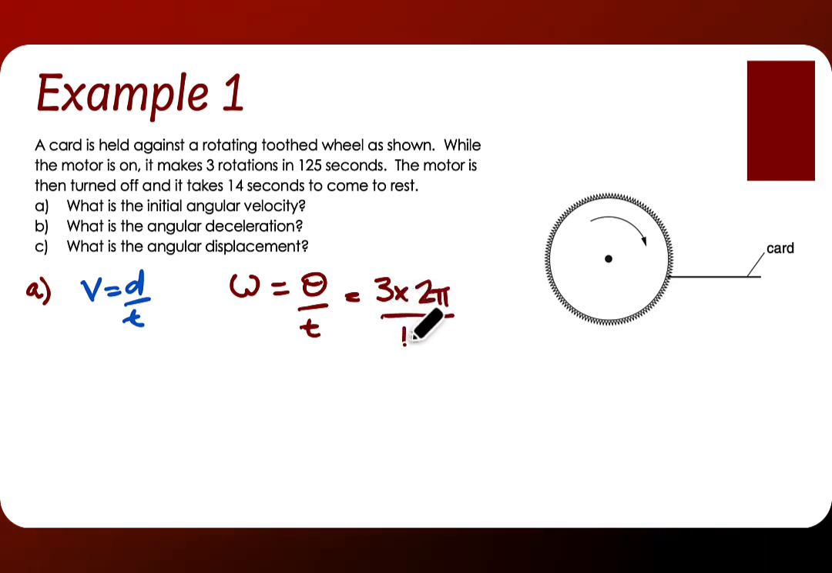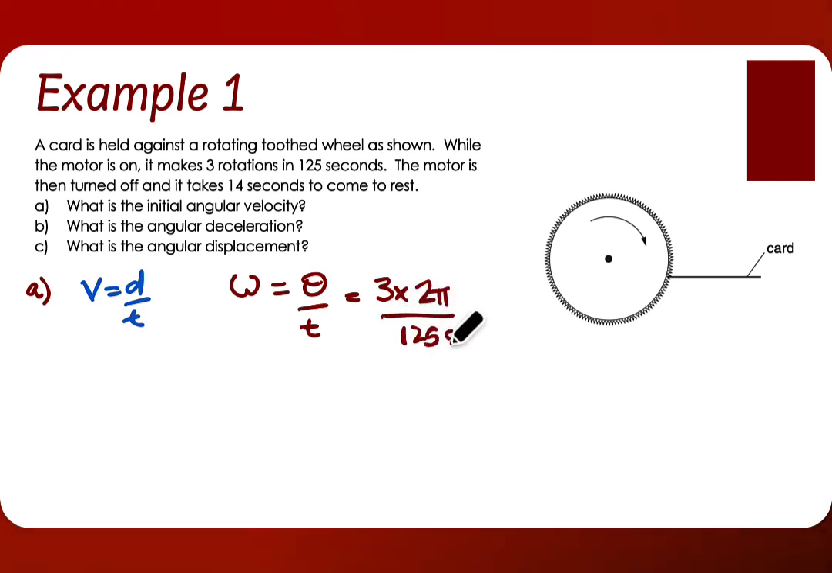And the time, 125 seconds. And if I pick up my calculator, I'm going to have 0.075 radians per second. What is the angular deceleration?